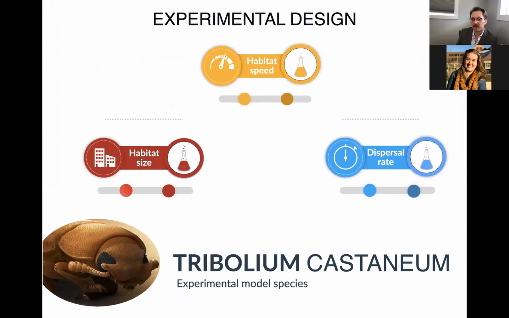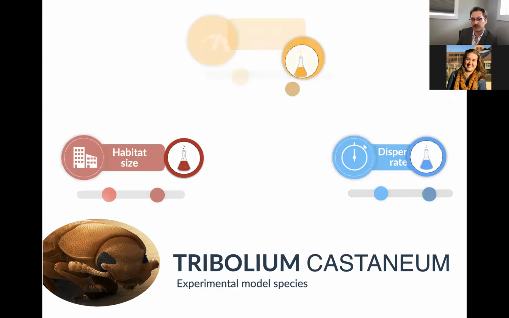So we set up an experiment using flour beetles. These are little 2 millimeter long beetles that live in baking flour, and you can calibrate how good the habitat is based on how much wheat flour or corn flour you put them in. So we can set the exact growth rate that we want. And so we set 3 treatments: a high and low habitat speed, a high and low habitat size, and a high and low dispersal rate.